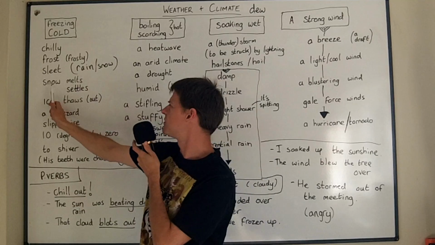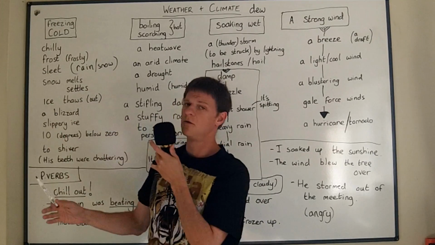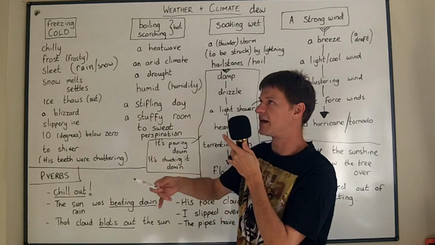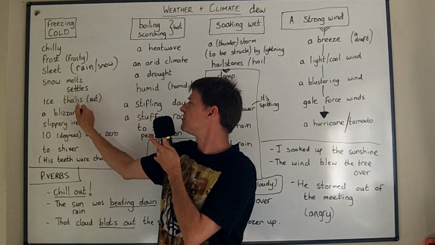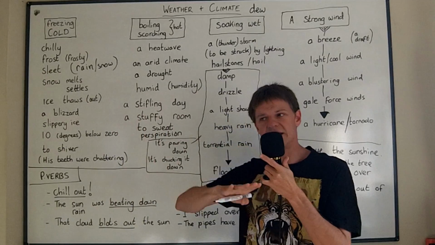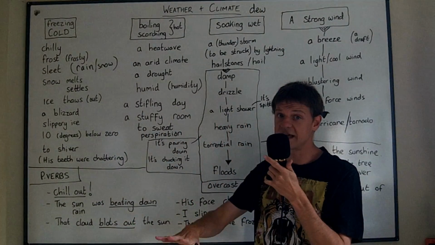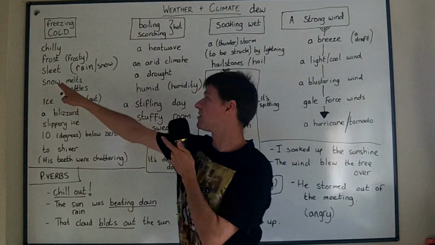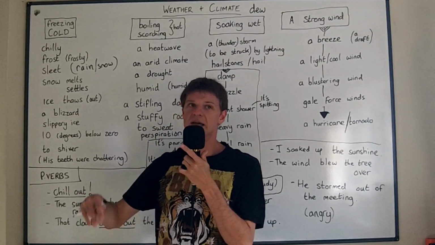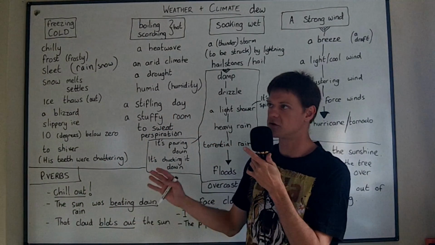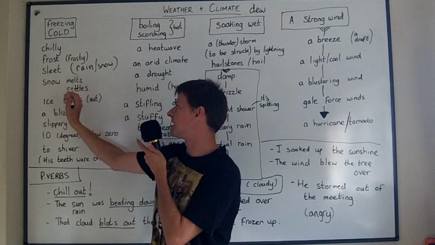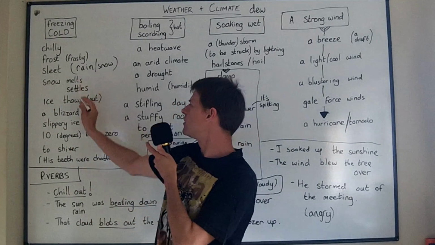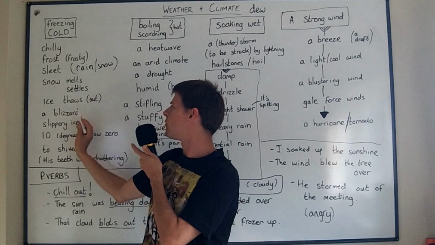Now, snow itself, you can say that snow melts when it turns from snowflakes into water. It melts. You can also say that snow settles, and it means that it lies on the ground and stays on the ground. So when snow settles, you get a layer of snow. If the ground is too hot, too warm, or too wet, snow will not settle. It will just melt.